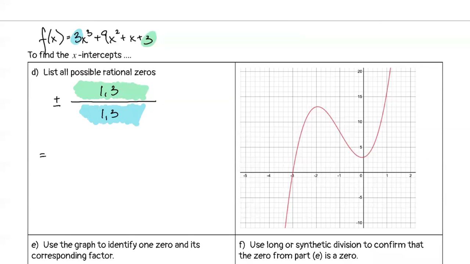Now, if I wanted to write out all of the possible rational zeros, I might say I have plus or minus 3 because 3 divided by 1 gives me 3. I might also say plus or minus 1 because 3 divided by 3 is 1, but also because 1 divided by 1 is 1. But what's the last possible zero that we could have here?